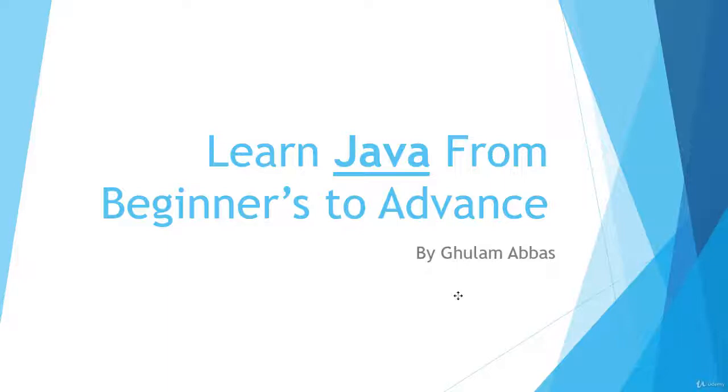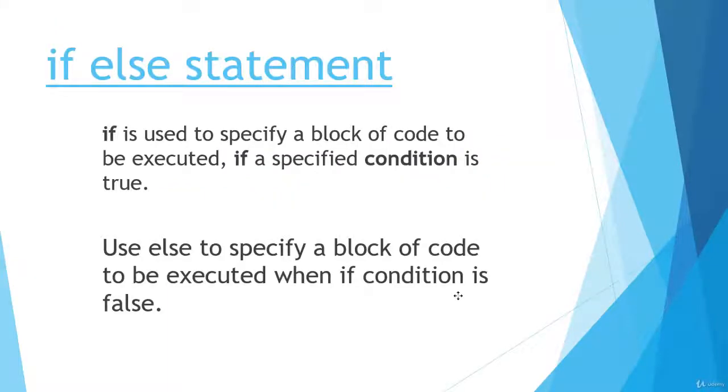Today in this video we are going to discuss the if-else statement. As we are in the section of conditional statements, this is the second video of conditional statements in which we learn about the if-else statement. In the previous video we have seen that the if statement is used to specify a block of code to be executed if our condition is true. But we use else to specify a block of code to be executed when the if condition is false.